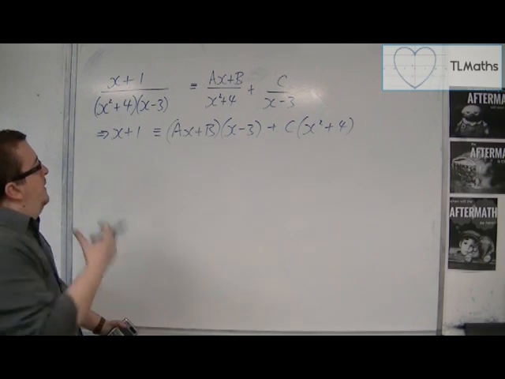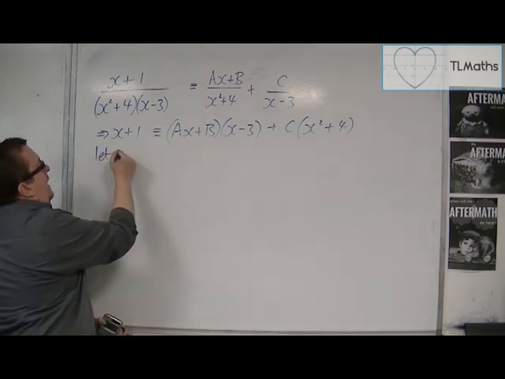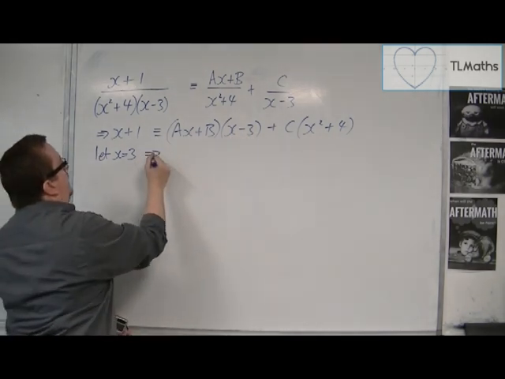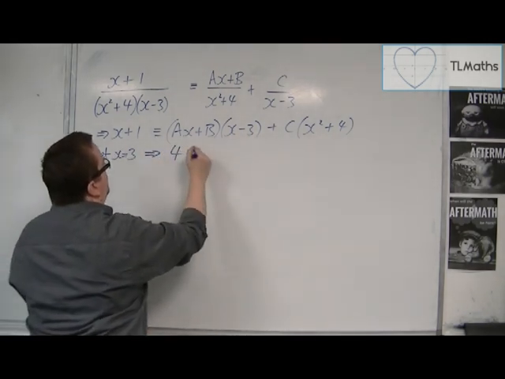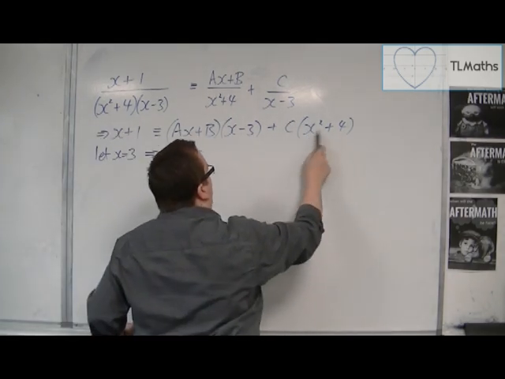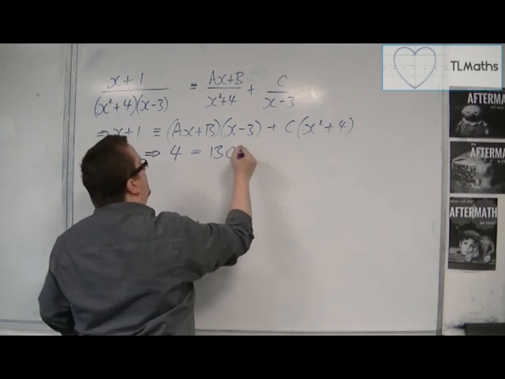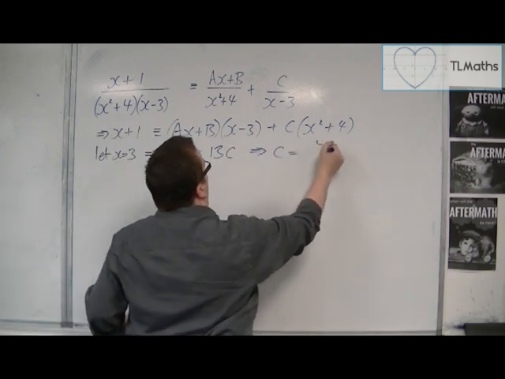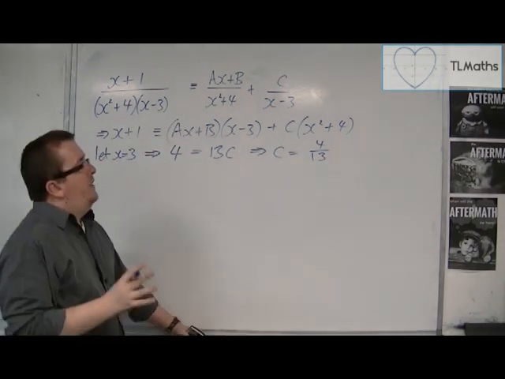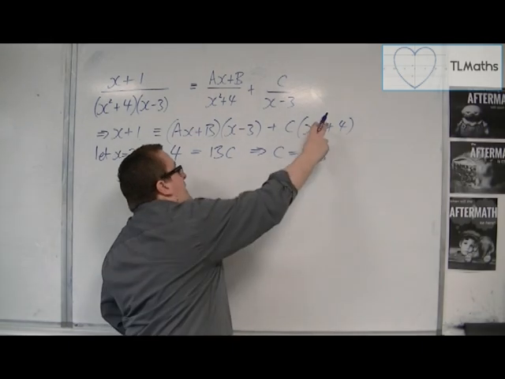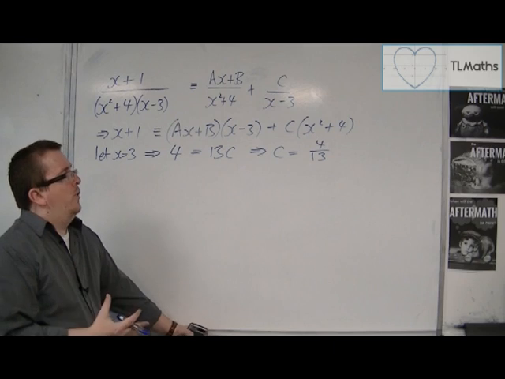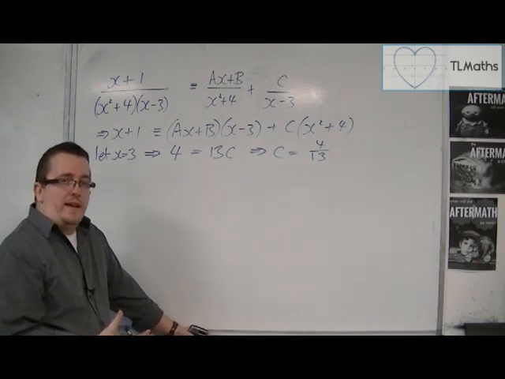Now, we're going to let x be 3 to start off with. That will eliminate that bracket. So we're going to have 3 + 1, so 4. That bracket is 0, so that goes. We've got 3 squared + 4, so that's 13, so 13c. And so c is 4 over 13. Now, there is no value that I can substitute into this bracket to make it 0, okay? So from this point, I need to start choosing values of x.